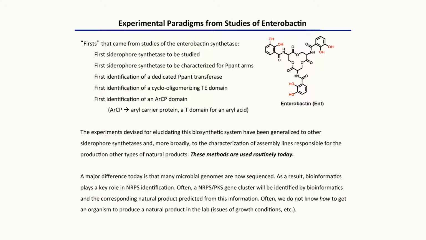So if we just consider the various firsts that came from the studies of the enterobactin synthetase, one, it was the first siderophore synthetase to be studied. And there's hundreds of siderophores out there. And many have been investigated since this one. It's the first example of a siderophore synthetase characterized for the PPant arms. This was the first identification of a dedicated PPTase for one of these assembly lines. And the first identification of a thioesterase domain that has this behavior of forming this cyclooligomer. And the first identification of an aryl carrier protein, so this T domain that carries DHB here.